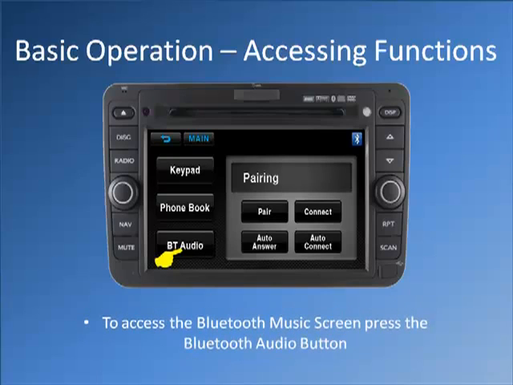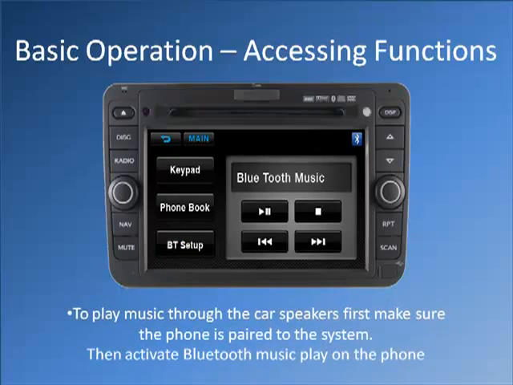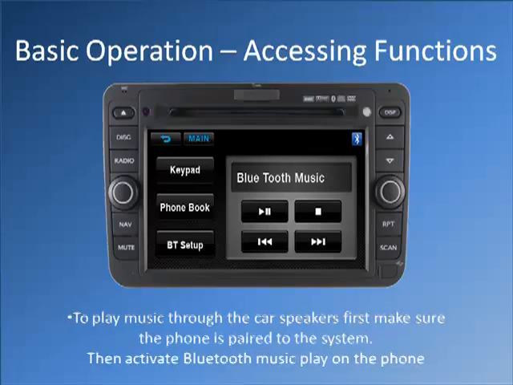To access the Bluetooth music screen, press the Bluetooth audio button. To play music through the car speakers, first make sure the phone is paired to the system. Then activate Bluetooth Music Play on the phone.